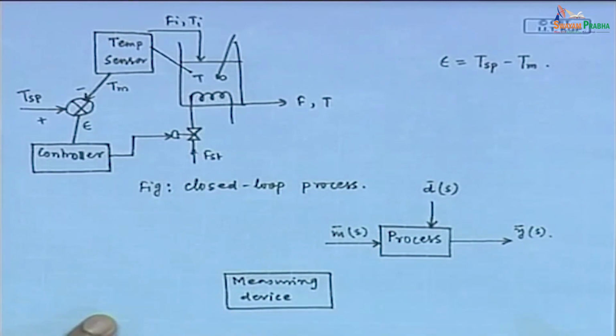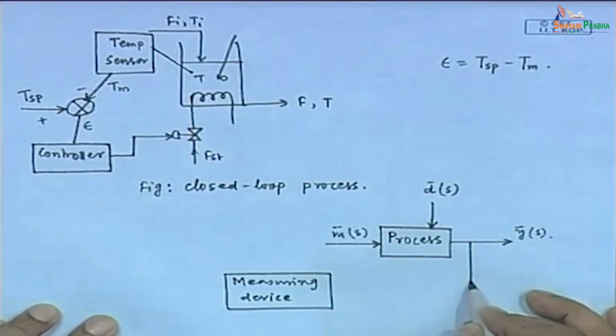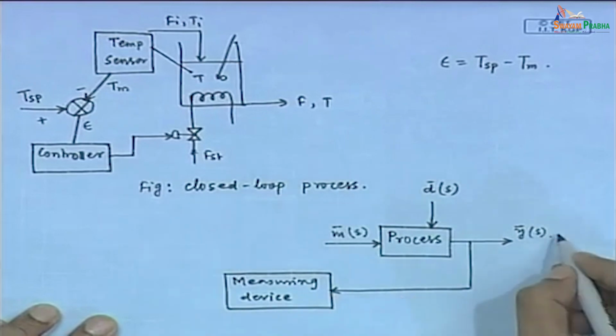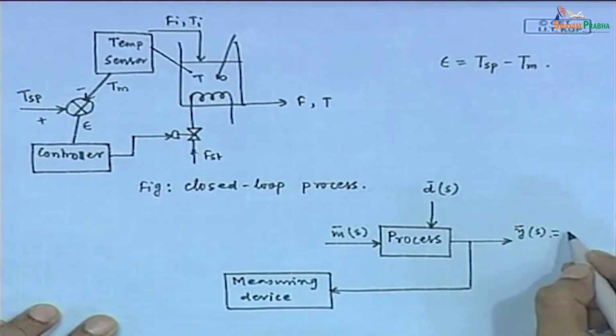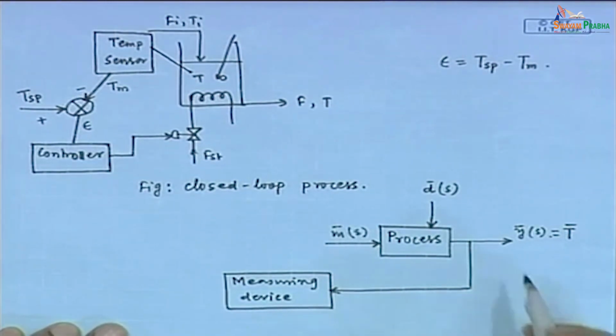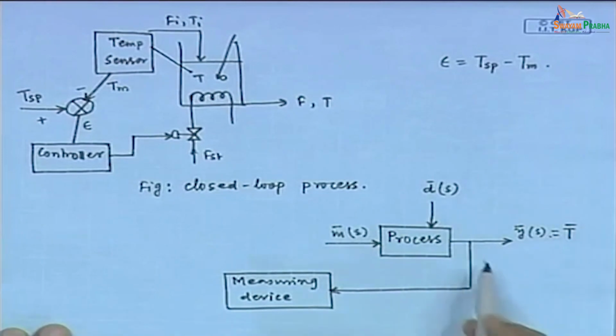This measuring device is measuring the temperature. Basically, this y is T only. Fine. The control variable y is here the temperature of the liquid in the tank. So, first we are measuring the temperature using this measuring device. What is the output of this measuring device?